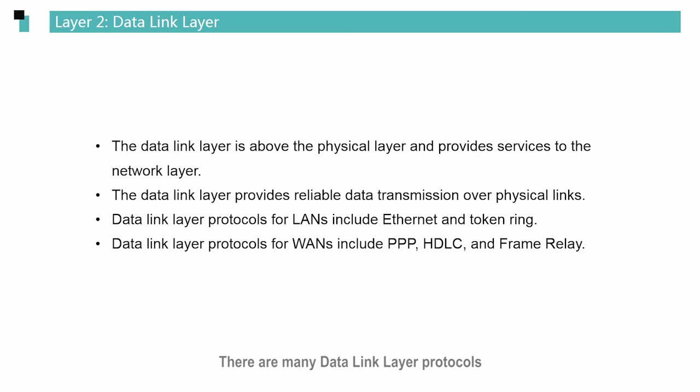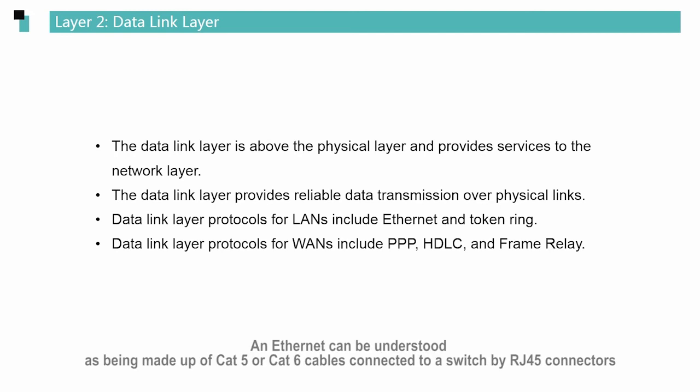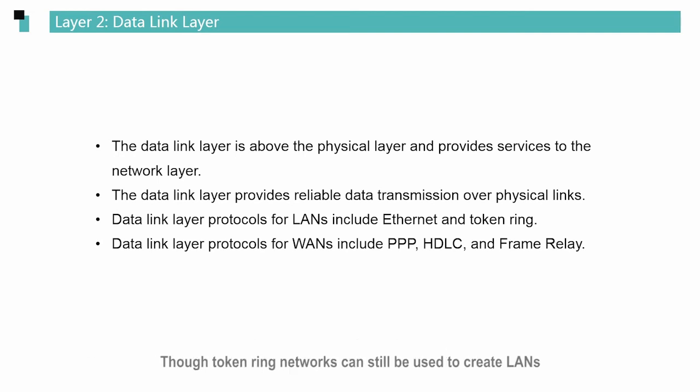There are many data link layer protocols, the most famous of which is Ethernet. An Ethernet can be understood as being made of Cat5 or Cat6 cables connected to a switch by RJ45 connectors. Though token ring networks can still be used to create LANs, they have largely been phased out in favor of Ethernet. Data link layer protocols for WANs include PPP, HDLC, and frame relay.